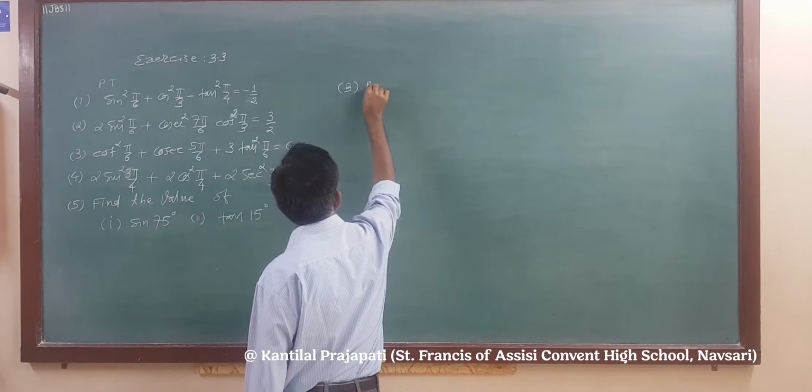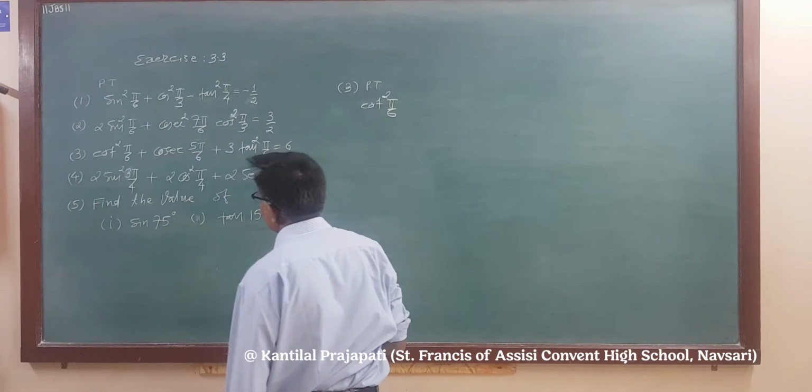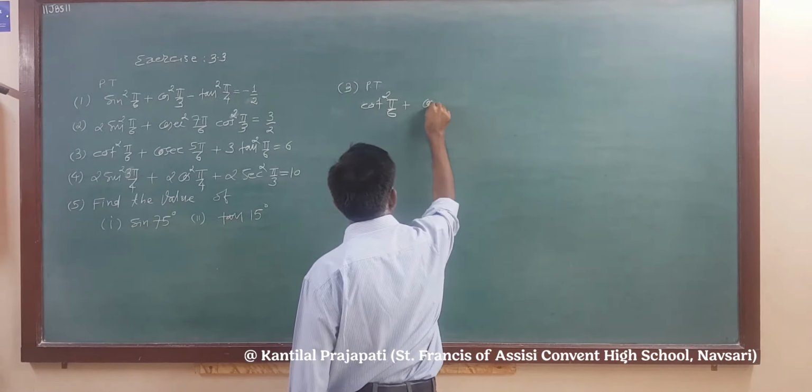Prove that cot square pi by 6 plus cosec 5 pi by 6 plus 3 tan square pi by 6 is equal to 6. Right? So we write here LHS: cot square pi by 6 plus cosec 5 pi by 6 plus 3 tan square pi by 6.